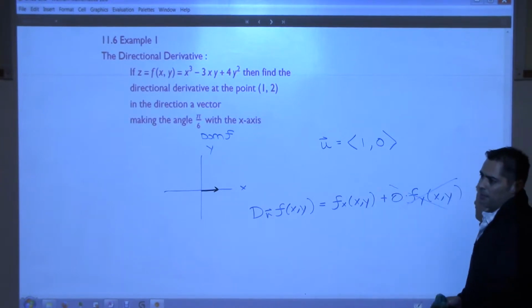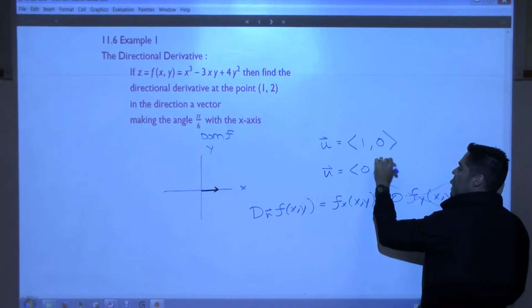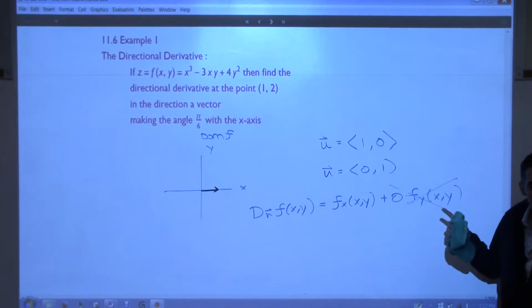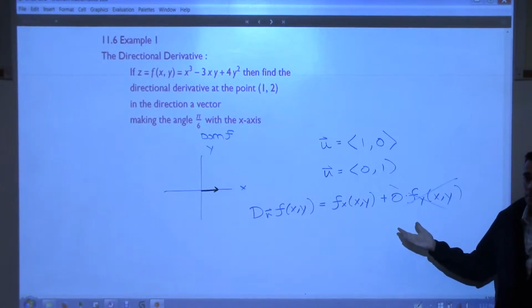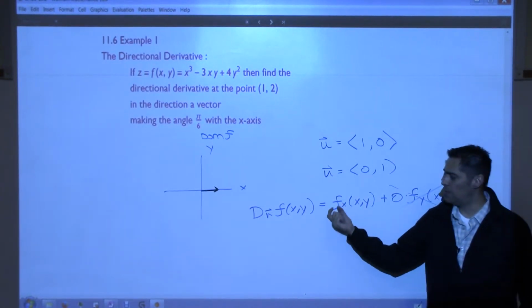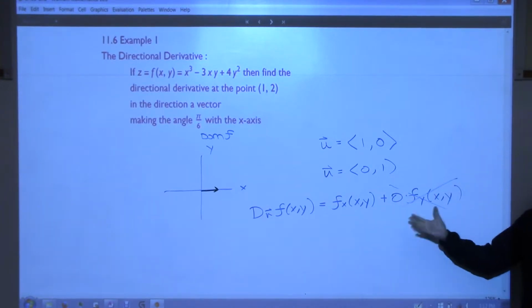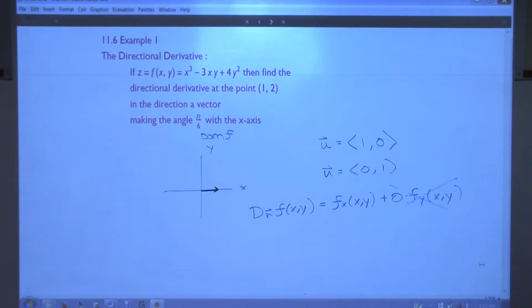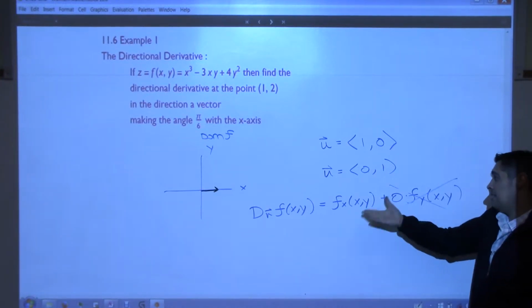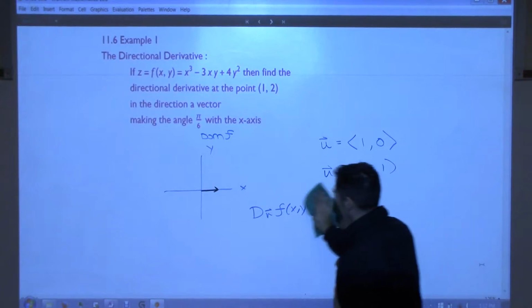Similarly, if I used a different direction vector, like j hat, then I would be pointing down the y-axis, wouldn't I? And that should correspond to the partial with respect to y, which it would, right? Because this would be 0 now in front, and this would be 1. So do you see that this is just a more general formula? In the event that we're pointed down the x-axis or the y-axis, it still works, but it works for all directions. All right.